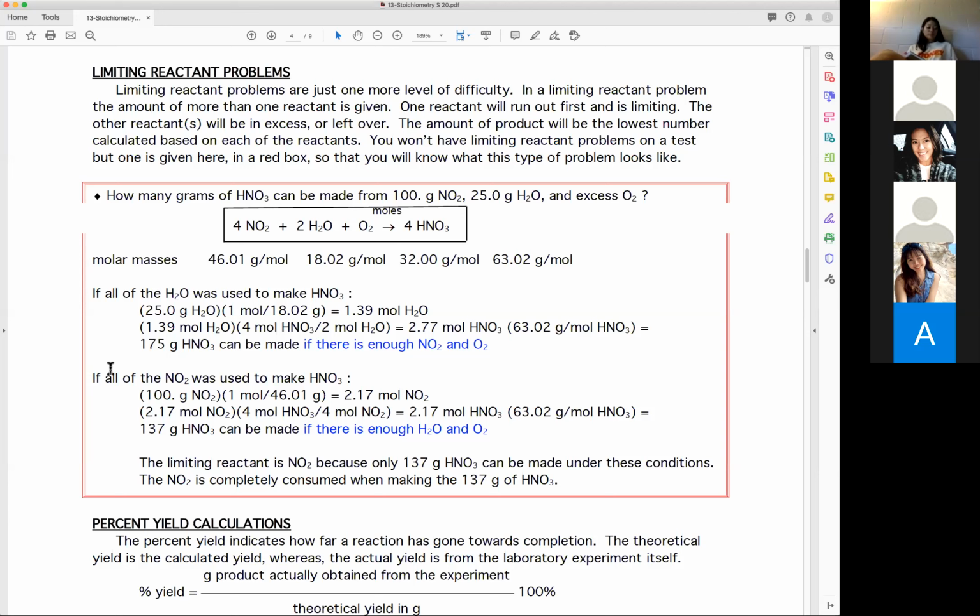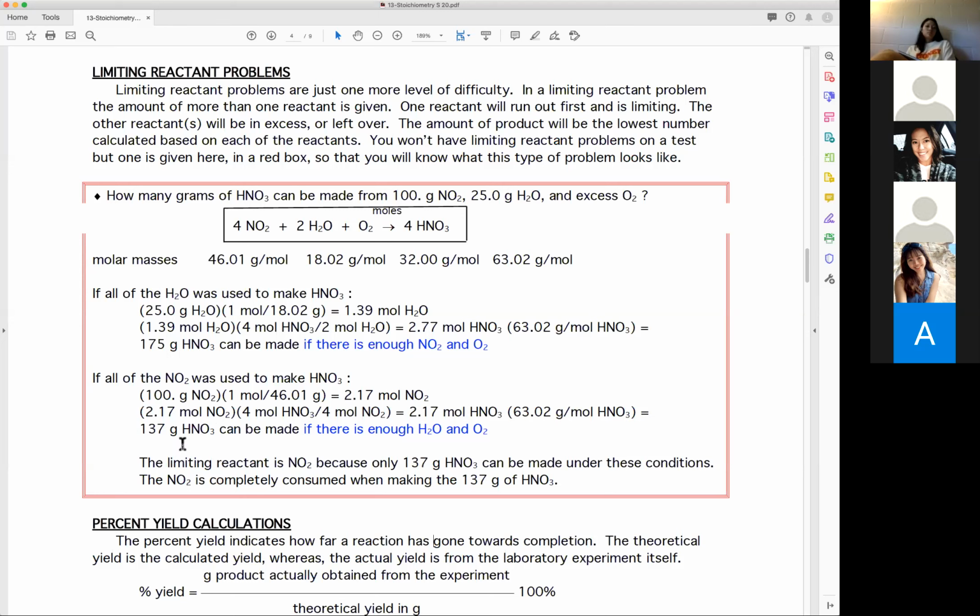Let's do the other calculation. If we used up all of the nitrogen dioxide, so I got 100 grams of nitrogen dioxide, turn that into moles, turn moles of nitrogen dioxide into moles of nitric acid, and then back into grams of nitric acid. So I got 2.17 moles of nitrogen dioxide, 2.17 moles of nitric acid. Turn that into grams, I can make 137 grams.